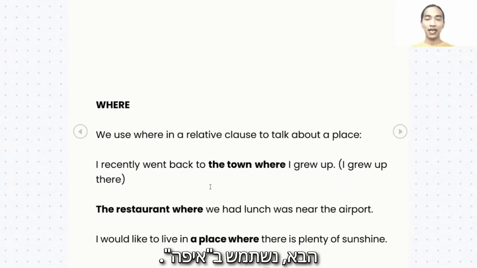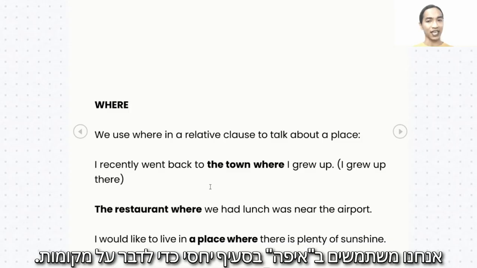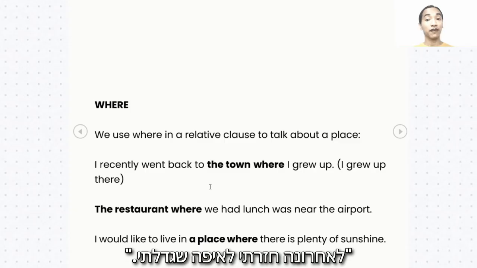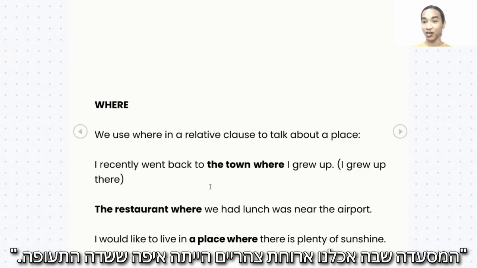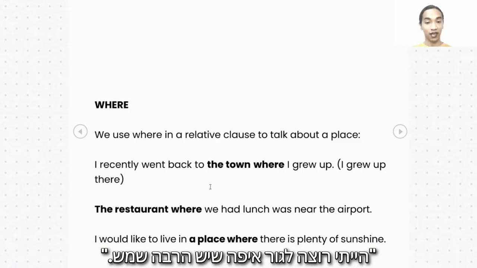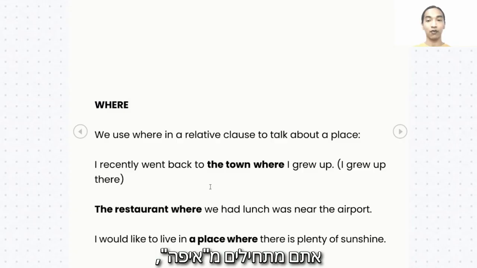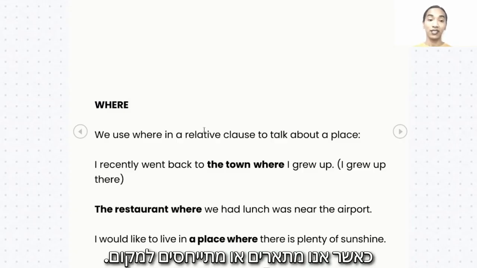Next one, we use where. Very easy. We use where in a relative clause to talk about places. So remember, if it's a place, we can specifically use where. I recently went back to the town where I grew up. So I grew up there. The restaurant where we had lunch was near the airport. I would like to live in a place where there is plenty of sunshine. Remember, there's no confusion there. Where is used for places. In relative clauses, you start with where when we are describing or referring to a place.